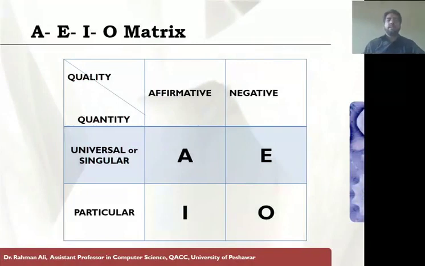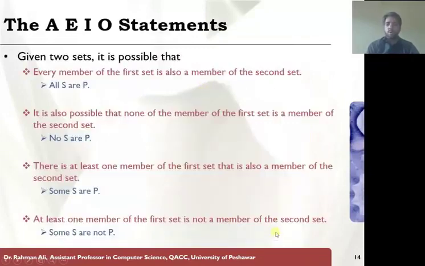Now these categorical propositions can be represented in the form of a matrix which is called the AEIO matrix. From the quantity perspective we studied universal and particular, and from the quality perspective we studied affirmative and negative. So when it is universal affirmative, it's A, universal negative, it's E, particular affirmative, it's I, particular negative, it's O. And here is the explanation of each: all S are P, no S are P, some S are P, some S are not P.